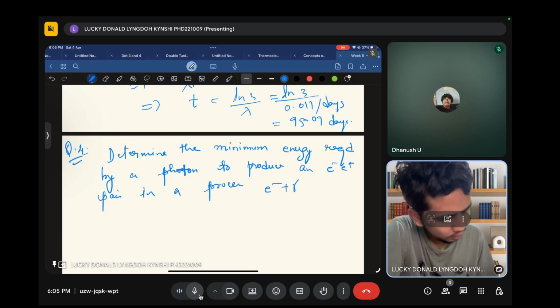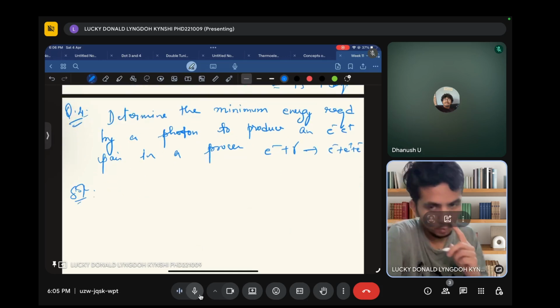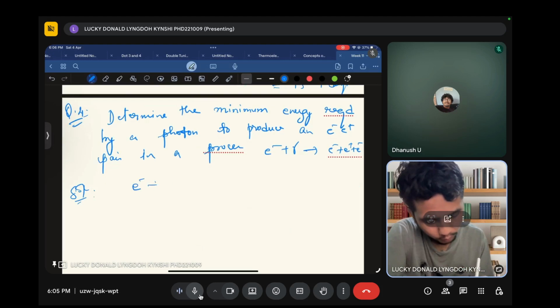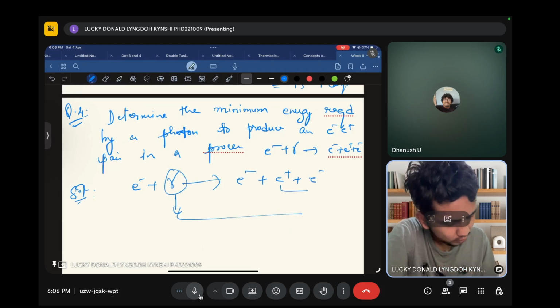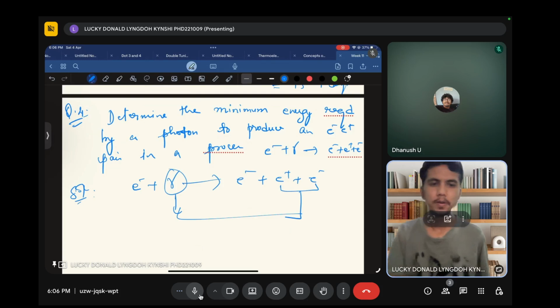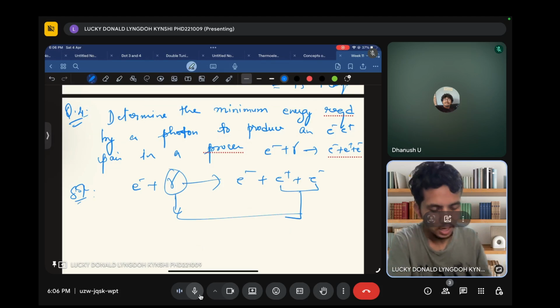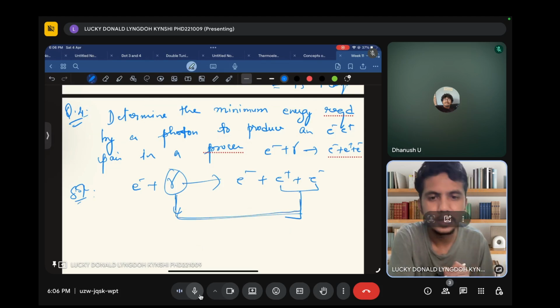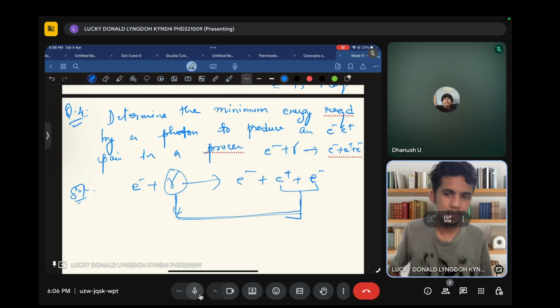Electron plus gamma gives electron plus positron plus electron. This is a very interesting problem in which there's a reaction of an electron plus a photon, and you have to find the energy required for the gamma such that it will produce these things. Determine the minimum energy required for the gamma such that you will be able to produce the electron and positron, e plus and e minus. We represent the electron with e minus and the positron with e plus.